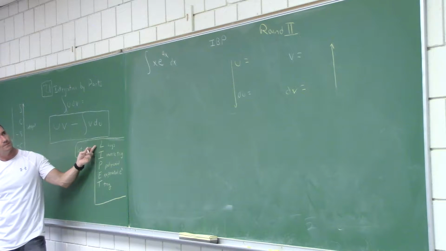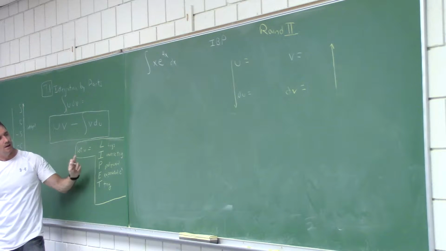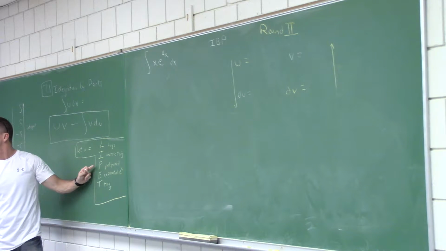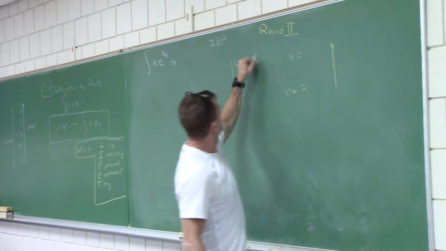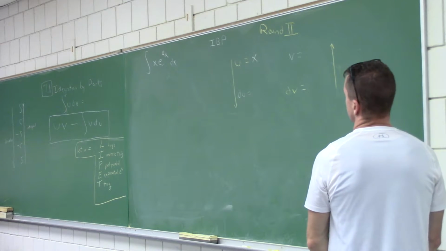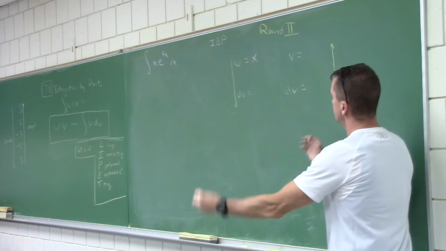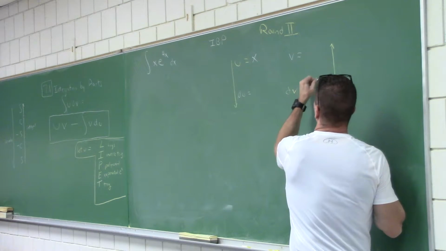Are there any logs? No inverse trig. There is a polynomial. Just let u equal the x. So the dv is the remainder, e to the 4x dx.